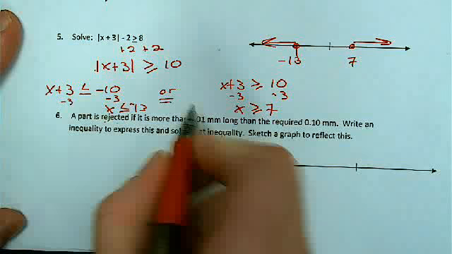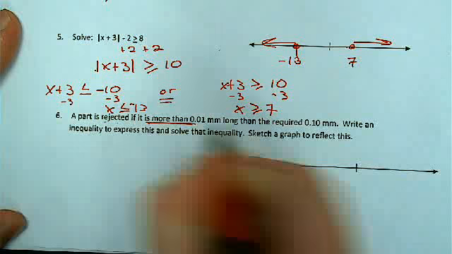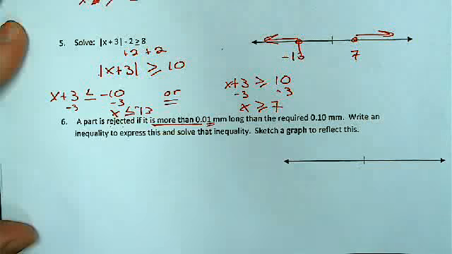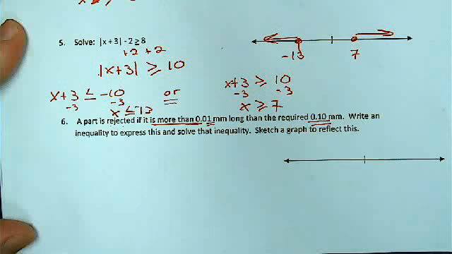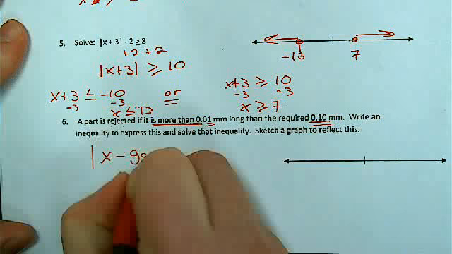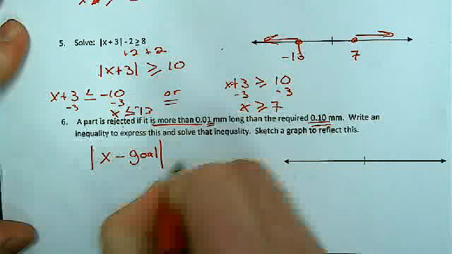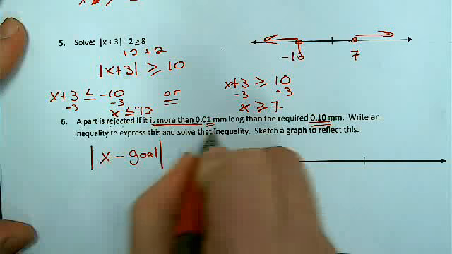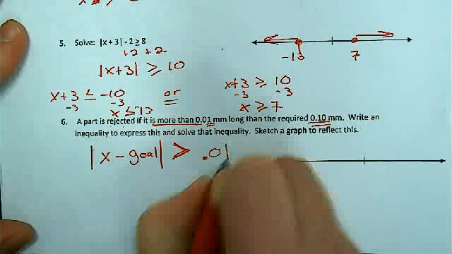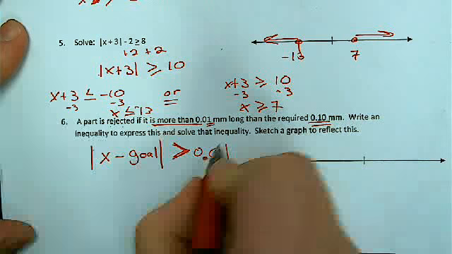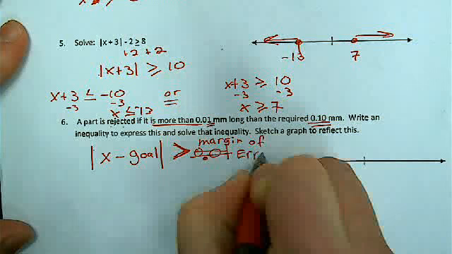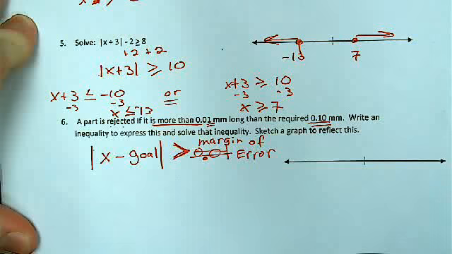A part is rejected if it is more than, and there's my margin of error, 0.01 millimeters. My requirement is 0.10 millimeters. So when I write this out, remember we wrote this formula. X minus the goal, take the absolute value, some symbol, or equals to. In this case, I want more than, and then my margin of error, 0.01. Before I write that, I'll write margin of error for us. That's the formula that we memorized. Guys, that should be on your note card for the final. Please make sure it gets there.